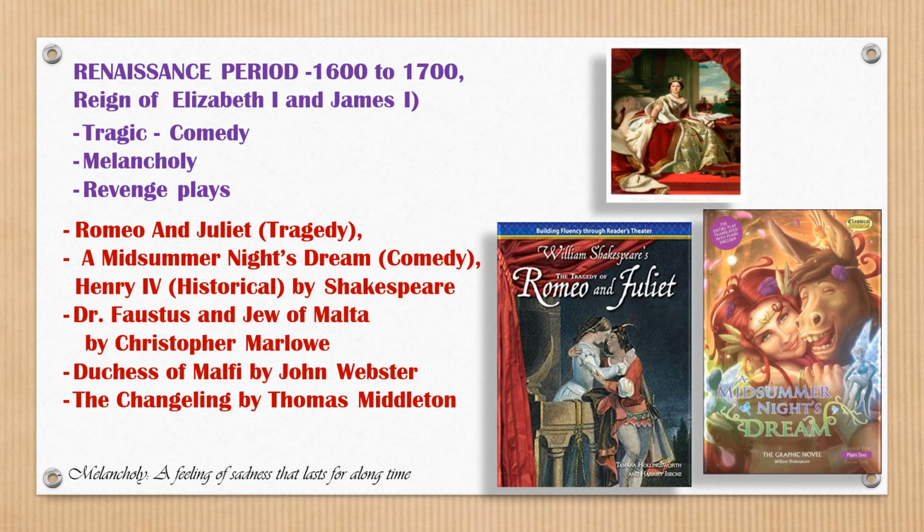The examples of these dramas are Romeo and Juliet, which was a tragedy, A Midsummer Night's Dream, which is a comedy, then Henry IV by Shakespeare, Dr. Faustus and The Jew of Malta by Christopher Marlowe, and The Duchess of Malfi by John Webster. All these different styles of writing came into invention during the Renaissance period of the 1600 to 1700 century.